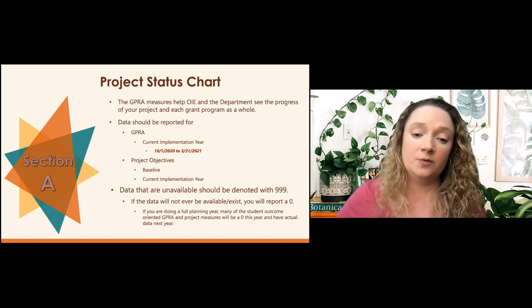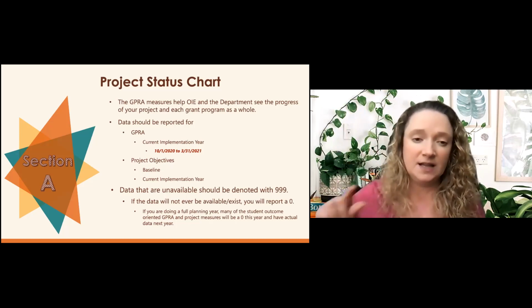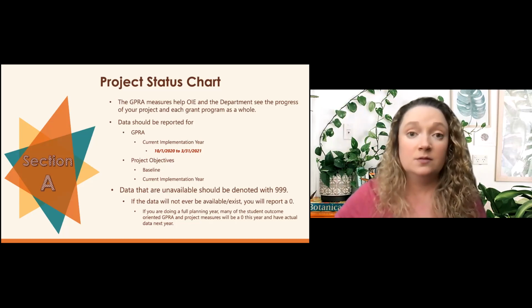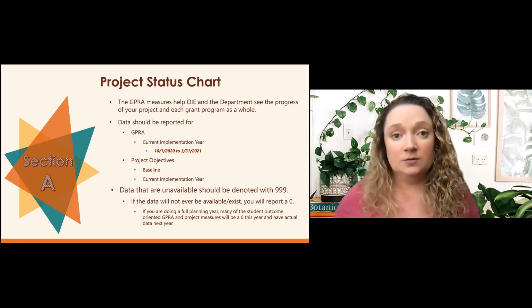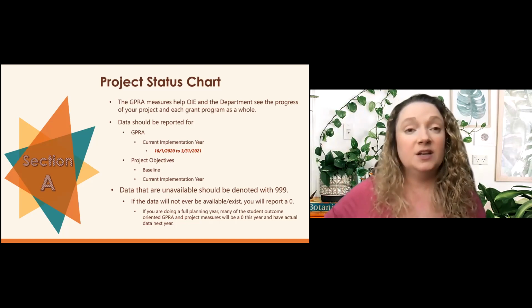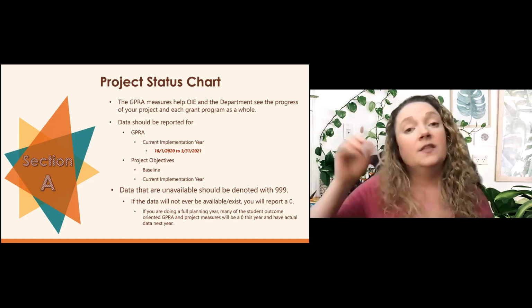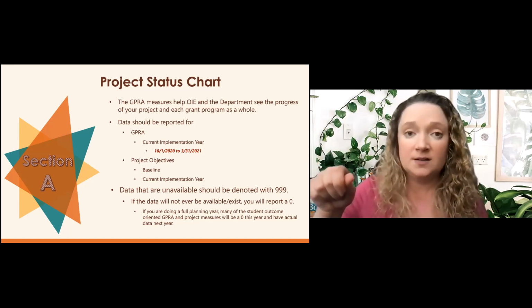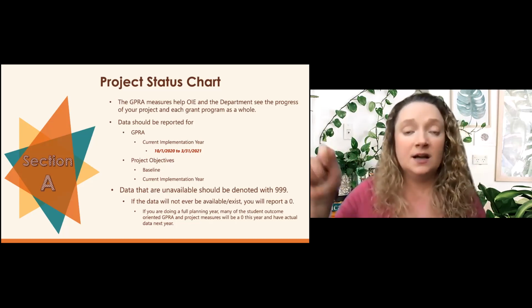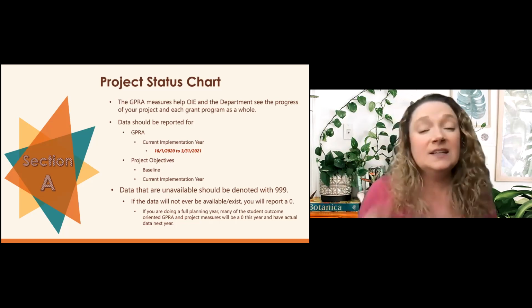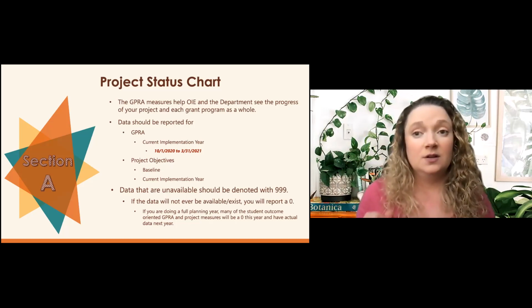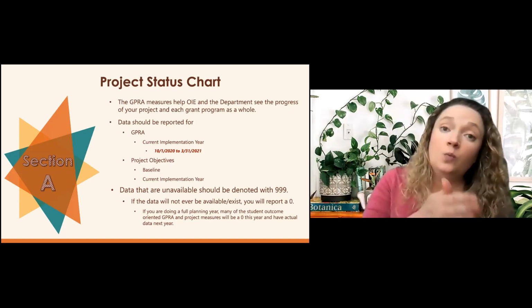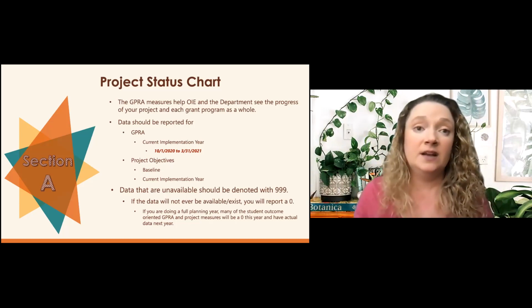The other thing I want to remind you of as far as this quantitative part is, if you have data that are unavailable right now but will be available, it will actually exist, it just doesn't right now, then you put 999. You put it in that ratio box, but you just type 999. 999 is a code so that when OIE looks at your report, they'll know that data will exist, but I didn't have it as of the reporting.